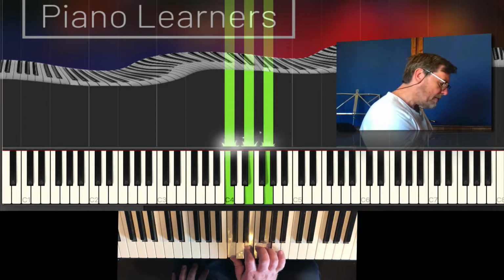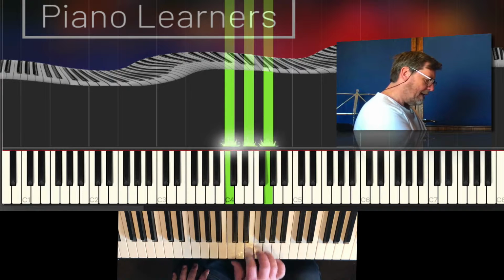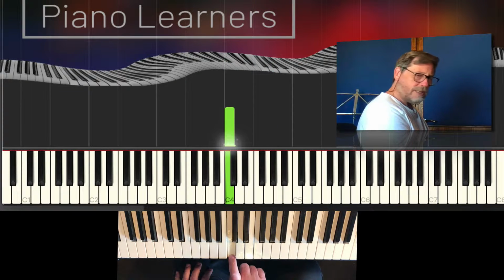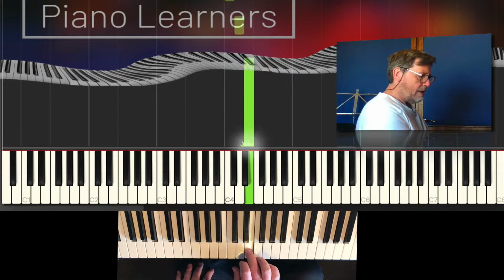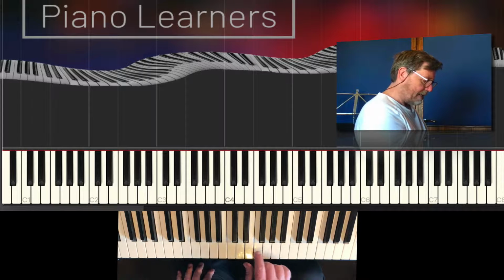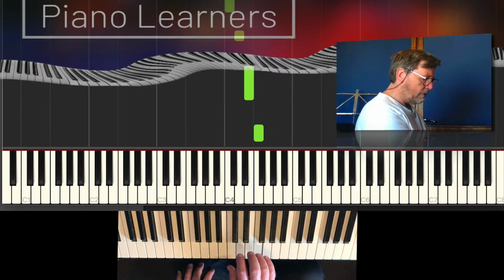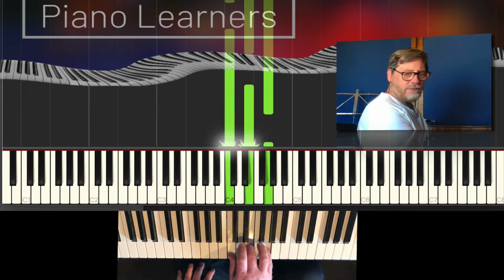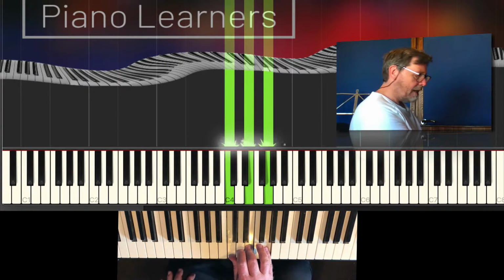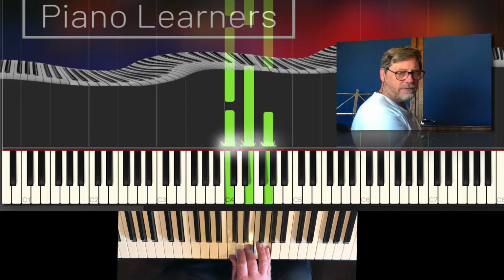Now this is made up of 3 notes called a triad. The first note is the root, the next note is the third because it's the third note in the scale, and the next note is the 5th note in the scale. 1, 2, 3, 4, 5. So we have 1st, 3rd and 5th. And all of the chords are made up of a 1st, 3rd and a 5th.